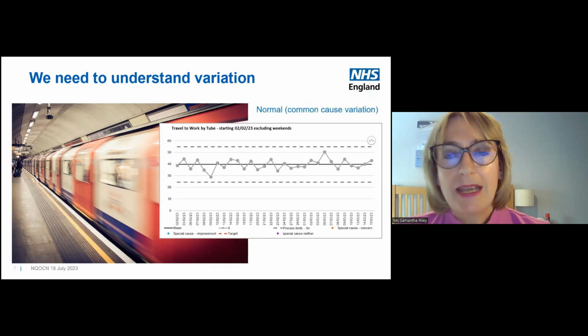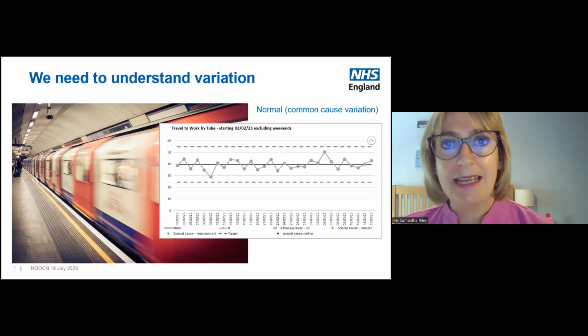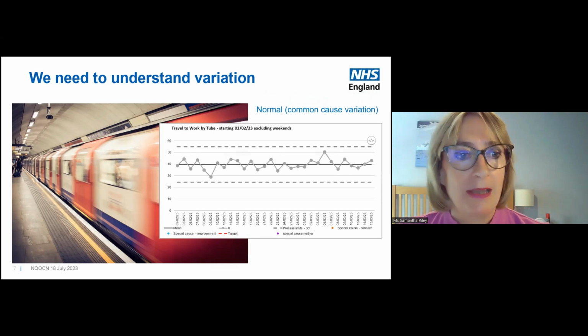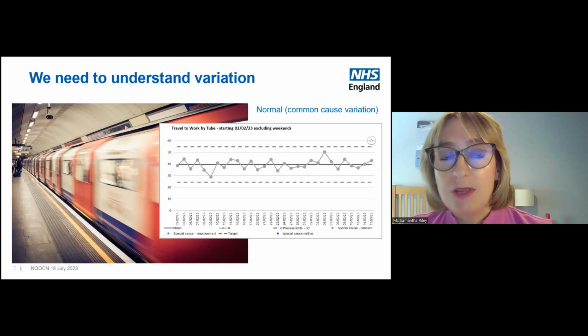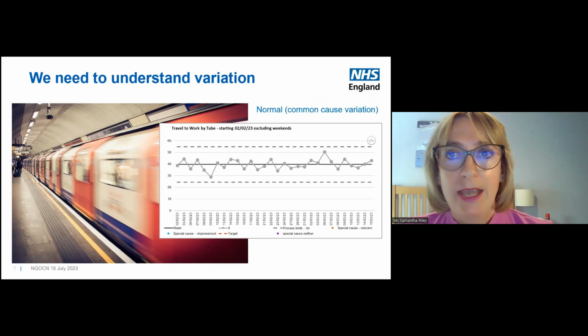This is normal variation. This is the expected variation based on the data that I've collected that describes my journey to work. So in SPC language, and this is another SPC chart, this is called common cause variation. So this is expected natural variation. And we do have natural variation in all of our processes, even in healthcare. And sometimes I think we forget about that.